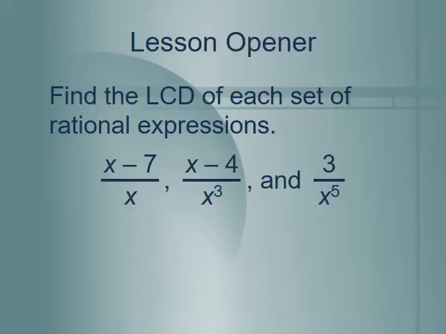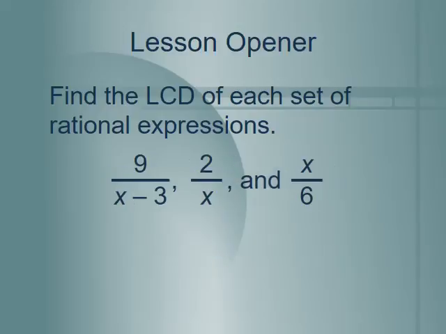Let's think about the least common denominator of this particular set of rational expressions. X to the fifth power includes x, x to the third, could include x squared, could include x to the fourth power, and of course it includes x to the fifth. So x to the fifth power is the least common denominator for this set of rational expressions.